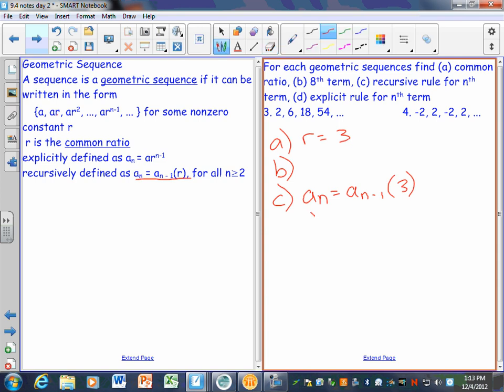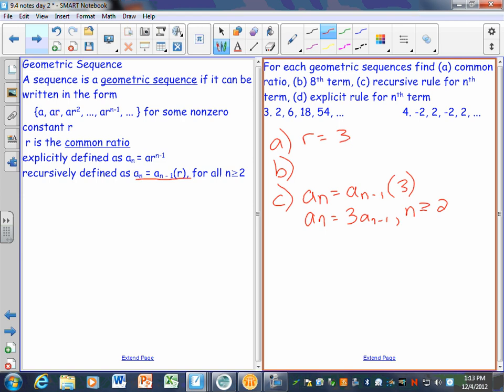I wrote it how the book did it. I like to write it like this, because I like that 3 to be in front, but obviously those are the same thing. You can multiply in any way that you want. But just like the other recursive one, you have to say for n greater than or equal to 2. I don't like part C for part B because I don't want to have to find the 7th term in order to find the 8th term. That's what's recursive. You need the one before it.